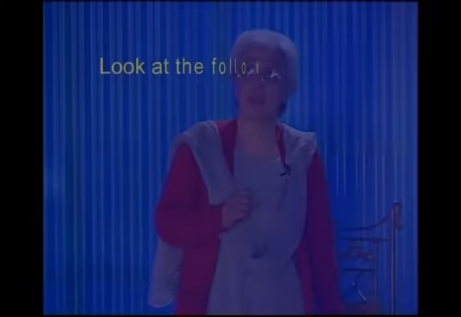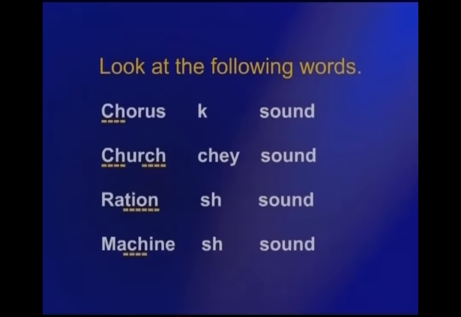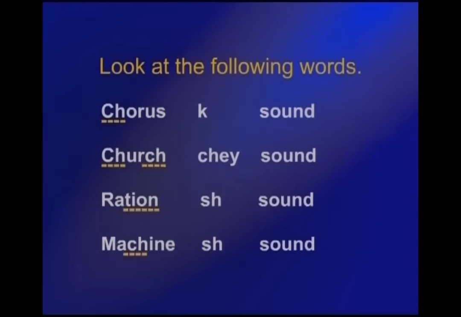Now, if you look at your screens, you will notice that I have written two words for you. The words are chorus and church. Chorus is spelled C-H-O-R-U-S. Church is spelled C-H-U-R-C-H. In the first word, chorus, C-H has a K sound, K. In the second word, church, C-H has a ch sound, like we have it in Urdu and Punjabi.